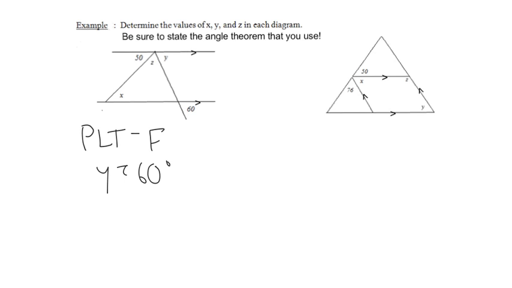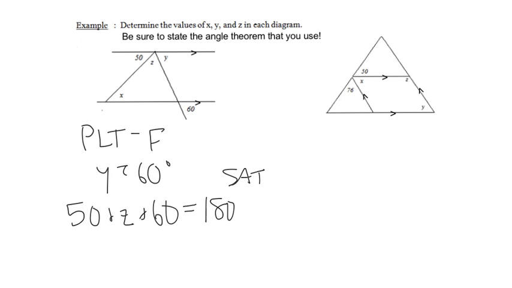So then, I can use the supplementary angle theorem, so that I can say that 50 plus z plus 60, because y is 60, equals 180 degrees. So that's the supplementary angle theorem. Okay, and then if I subtract from both sides, I get that z equals 70 degrees.